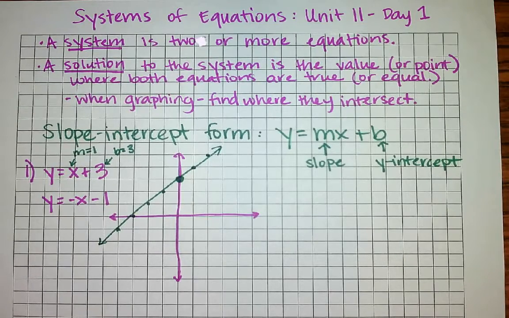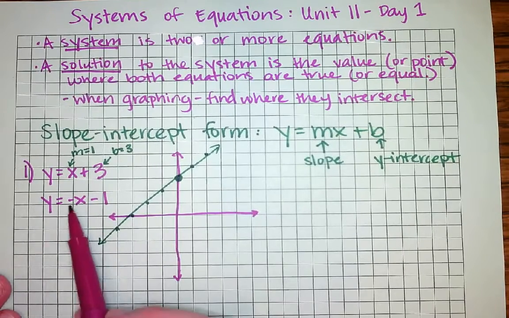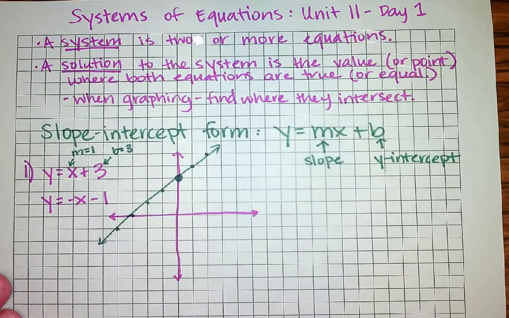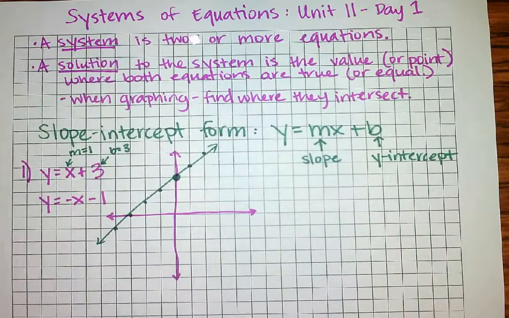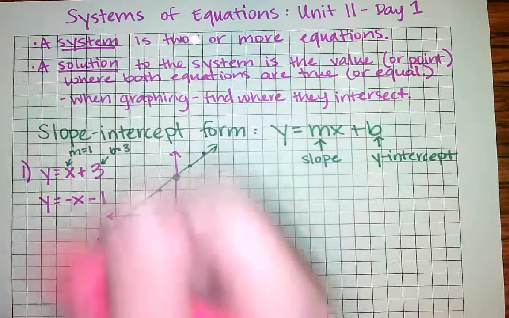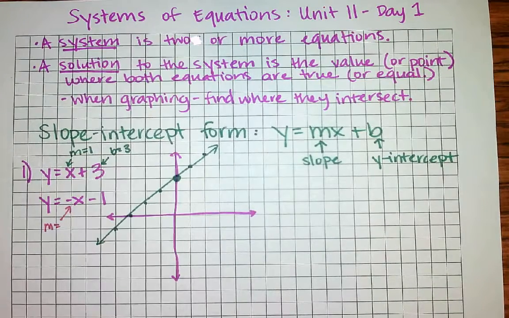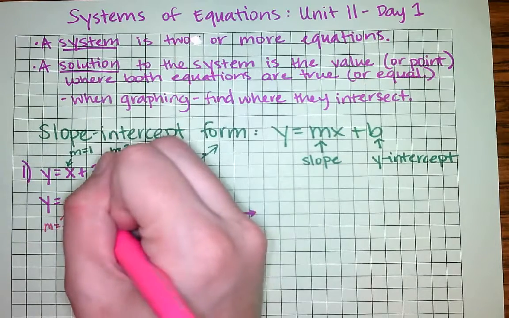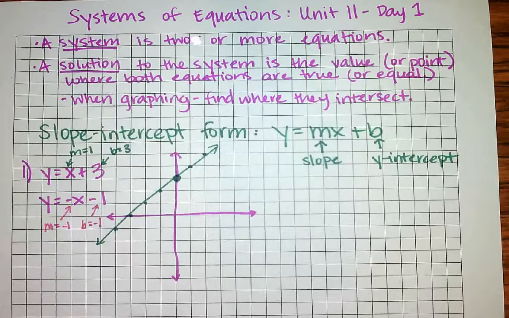All right? And then our second line here, we have y equals negative x minus 1. So guys, what's the slope of my second line right here? What's the m of the second line, y'all? Negative 1. And what is the b of my second line? Oh, it's also negative 1.